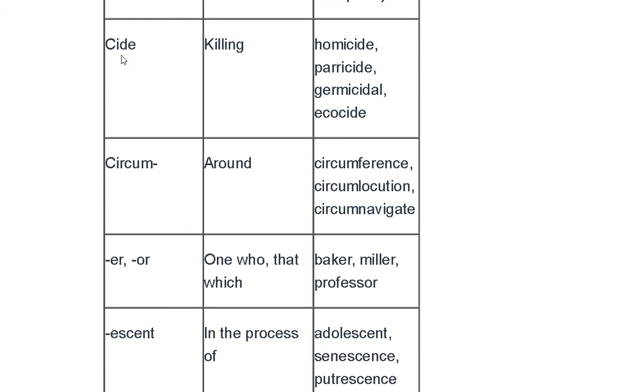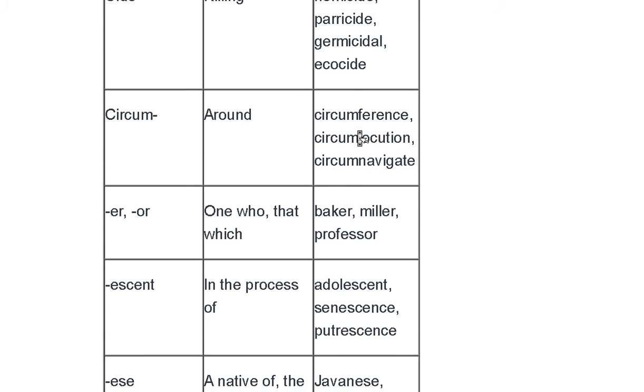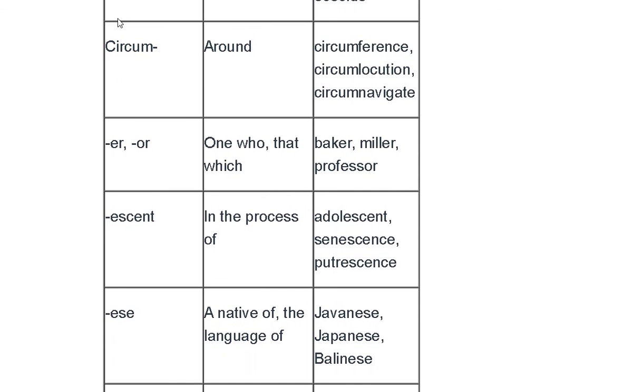Then cide, we've had before, means to kill. Homicide, to kill a human. This probably should say patricide, to kill a dad. Germicide, to kill germs. And then the last prefix, circum, around.